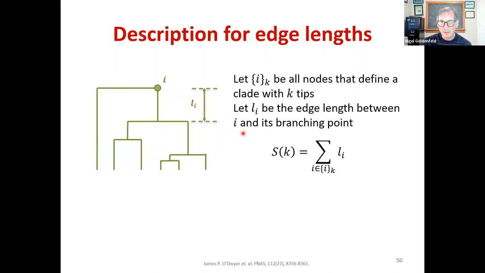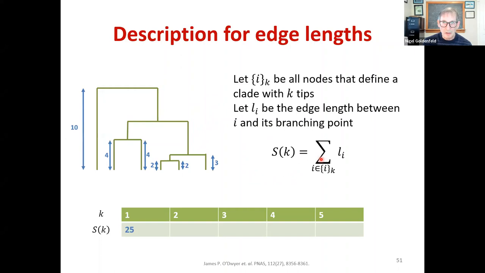Now I'm going to very quickly tell you about a metric measure of phylogenetic trees, and this is going to go really fast and you won't be able to get it because the construction is a bit complicated. It's more complicated than what I've shown you before. What we do is we define a clade. This is a clade over here, something that descends from a branching point. So we look at all nodes that define a clade with K tips, and we let L be the edge length between that node I and its branching point. So say something like this or something like that shown over here. And then we sum all of those things.